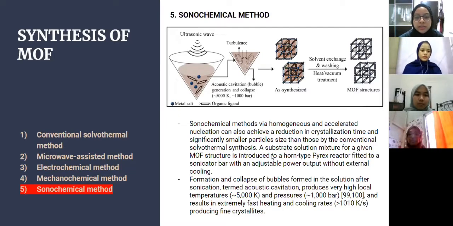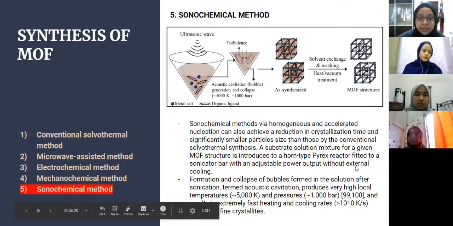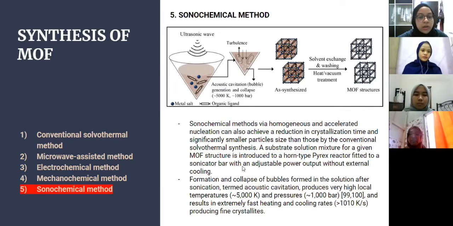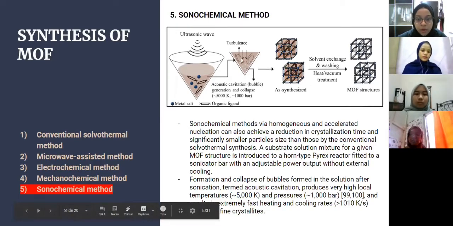A substrate solution mixture for a given morphology is introduced to a horn type Pyrex reactor fitted to a sonicator bar with adjustable power and without any external cooling. The formation and collapse of bubbles inside here after sonication, termed acoustic cavitation, produces very high local temperature around 5000 Kelvin, pressure around 1000 bar, and extremely fast heating and cooling rates to produce a very fine crystalline product.